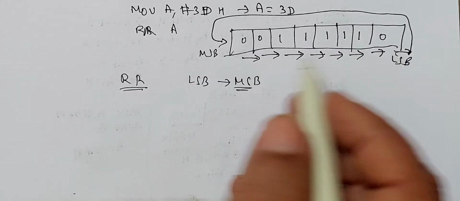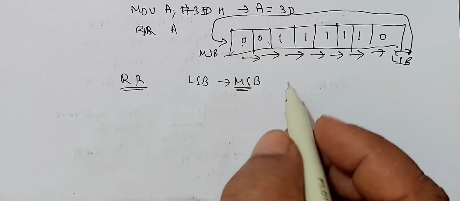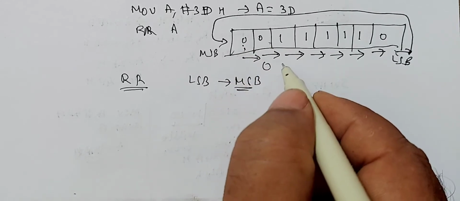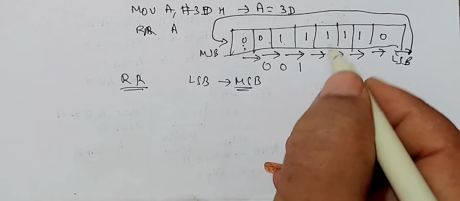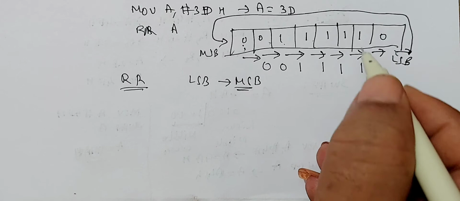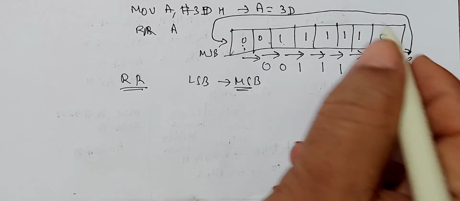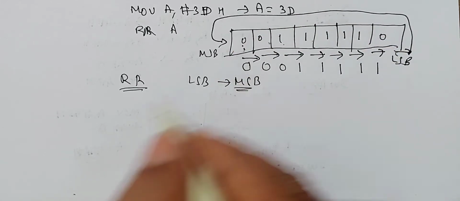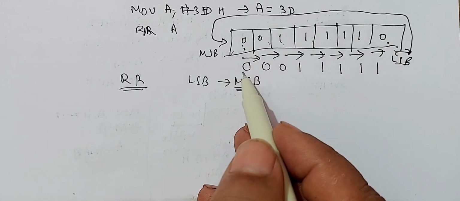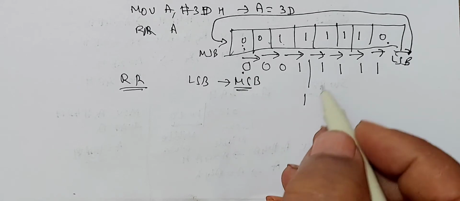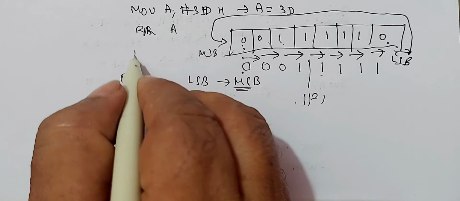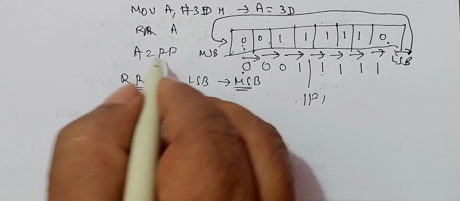When you shift this, what happens? This 0 is shifted here. This 0 is shifted here. This 0 is shifted here. This 1 is shifted here. This 1 is shifted here. This 1 is shifted here. This 1 is shifted here. This 1 is shifted here. This 0 is shifted here. Therefore, it becomes 0 here. That is, LSB becomes MSB. Now this is 1. This is F. Now A contains 1FH.